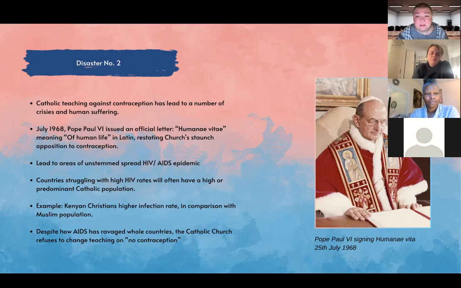One of the impacts of such teaching has been the unstemmed spread of the HIV virus and the AIDS epidemic. It has been found that countries struggling with high HIV rates will often have a high or predominant Catholic population. For example, in Kenya, it is Christian men and women who have the higher infection rate in comparison with their Muslim counterparts.